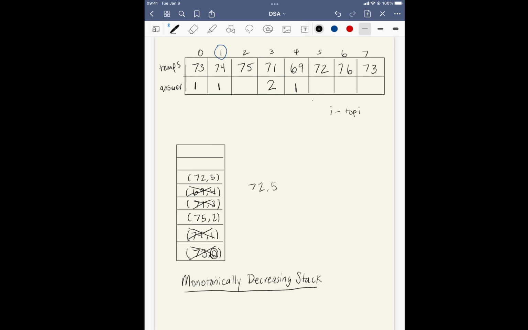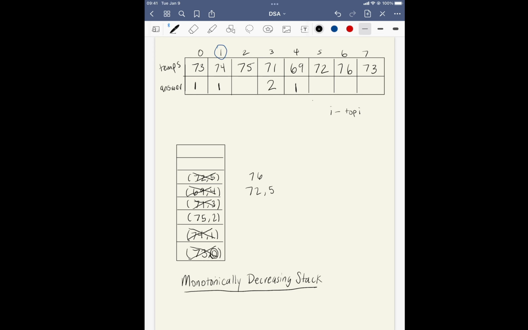Now we're up to 76. So can we put 76 on the stack? Well, we can't because 72 is less than 76. So we can't put 76 on the stack. So we're going to pop 72 off of the stack. So we pop this off, 72 and 5.